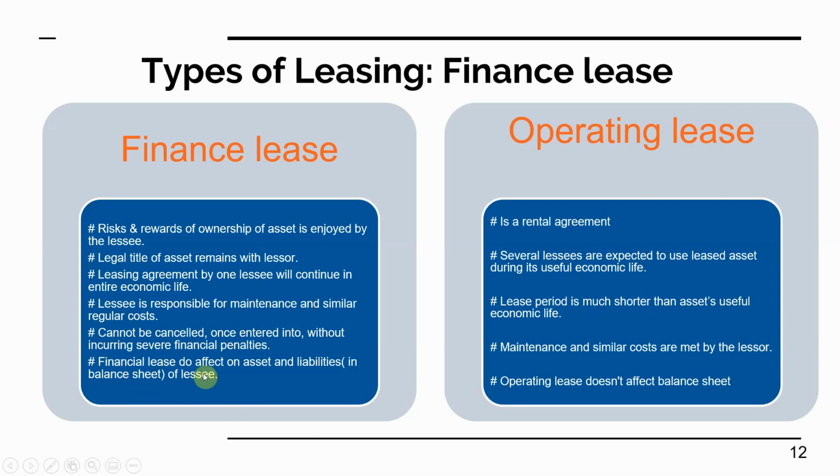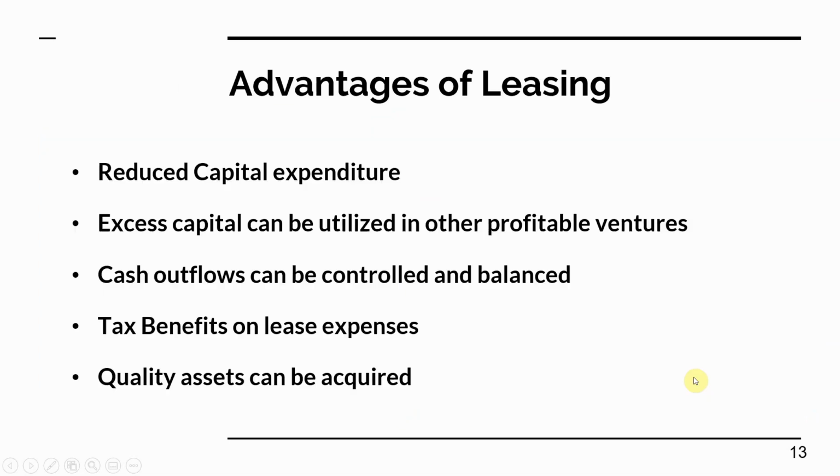Then a finance lease does affect assets and liabilities in the balance sheet of the lessee. If you are a company who took the asset on lease, then in your balance sheet you can show it as a liability, the financial lease loan, and on the asset side you can show it as a machine. Whereas an operating lease, because it is related to operations and is not long term, cannot be shown in the balance sheet. So this is the major difference between the finance lease and operating lease.